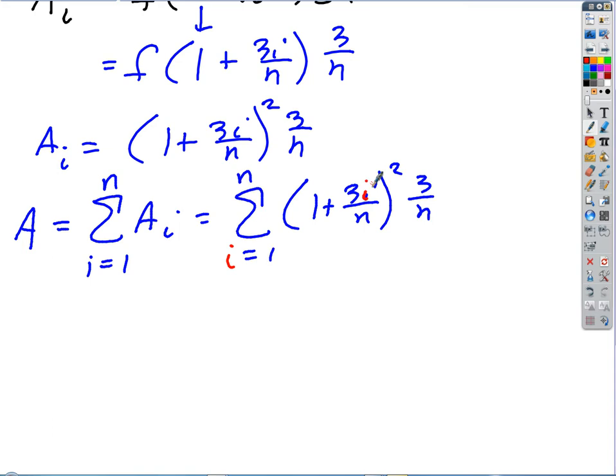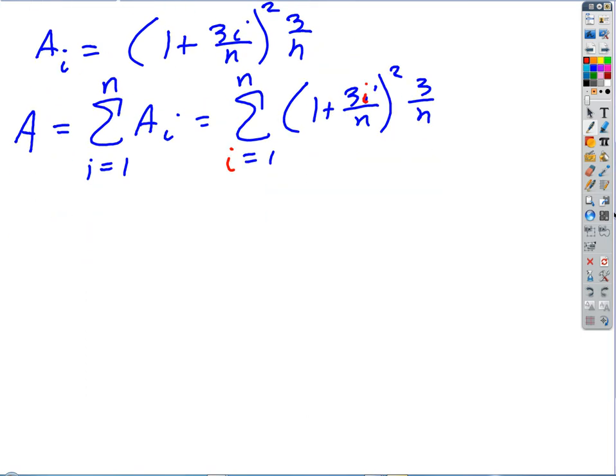Okay, i is the only thing that's going to change in this sigma, right? The sigma is summing up i. All the other stuff, even though they may be variables or things that we're going to take limits with later, i is the only thing that the sigma cares about. That's the variable of summation, or the index of summation. So if we boil that out, what do we get?